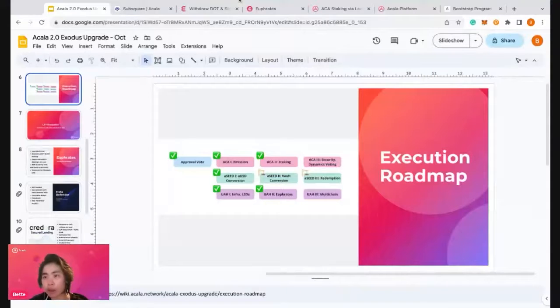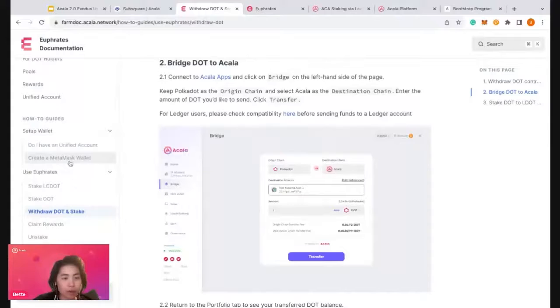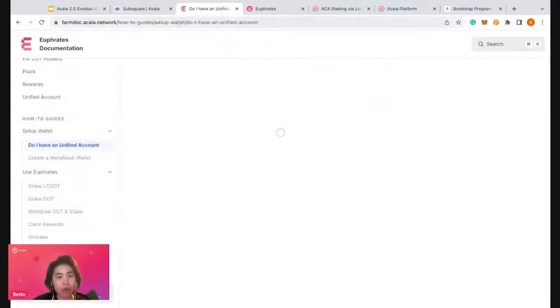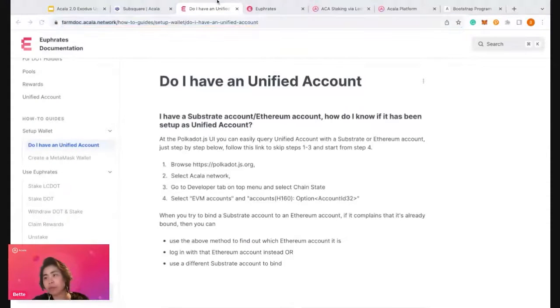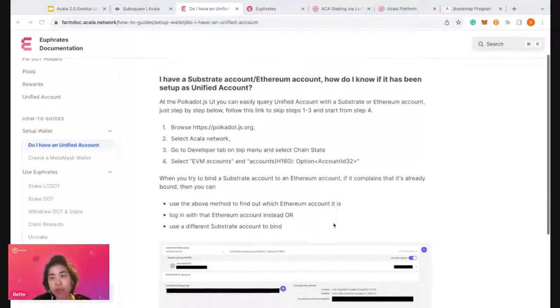There's one more question. Maybe I'll just answer that one, because it's a frequently asked question. It goes: I can't connect to Euphrates because it says my JS wallet is already bound, which it is, but I did it a year ago. So what you can do is go on to set up wallet and figure out which wallet it is to start with. This is the link. You can go on there and figure out which wallet you bound it to, because it's important.